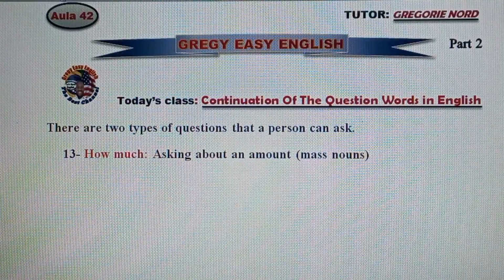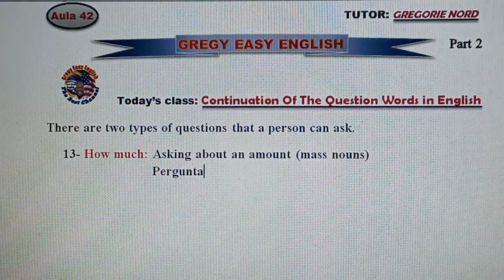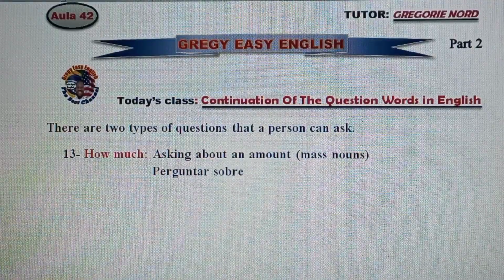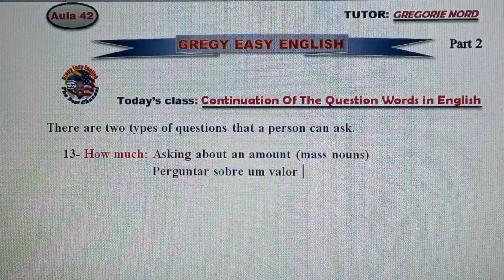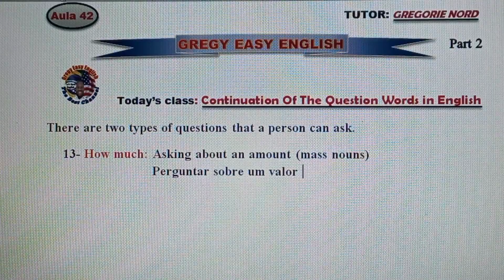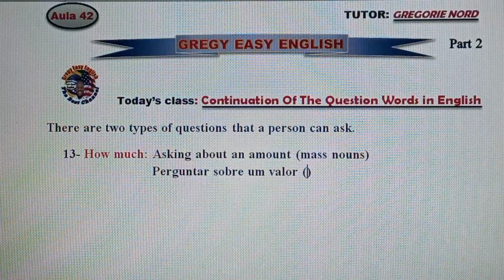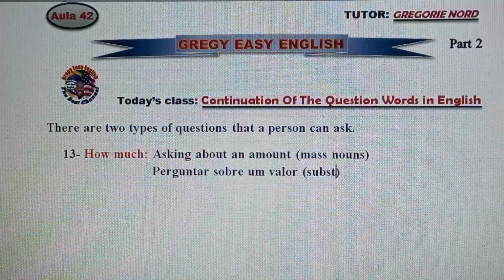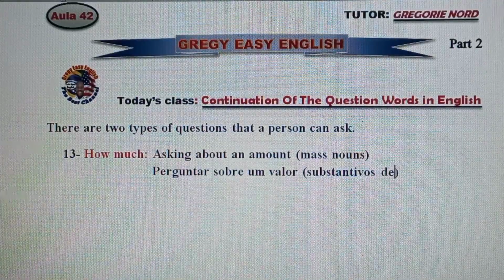Asking about an amount, mass noun, em português significa pergunta sobre valor, mas só que valor, substantivos de massa.